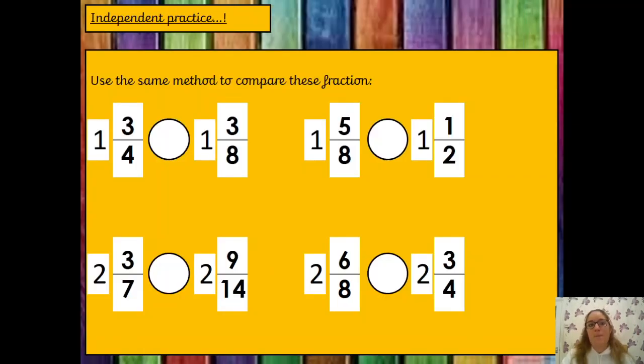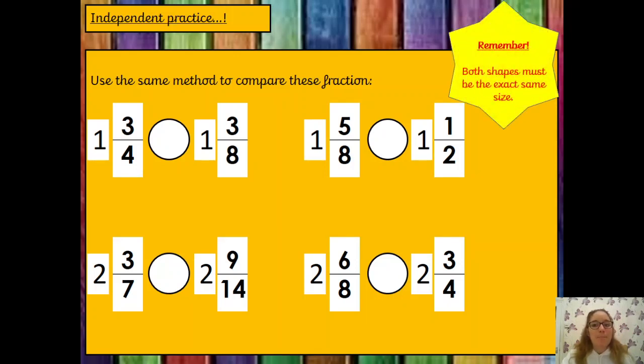Okay, so independent practice time, you're just comparing the fractions again. This time you have got mixed numbers, and as you can see, these mixed numbers are correct because they are mixed numbers with proper fractions. So at least I've done something correct. Okay, pause the video, try your best.